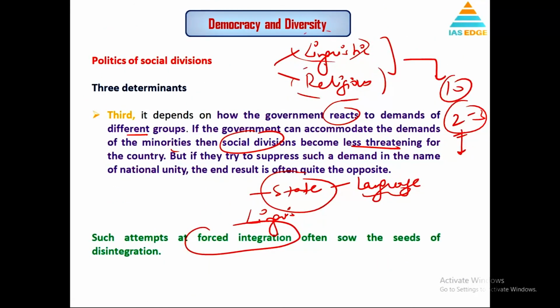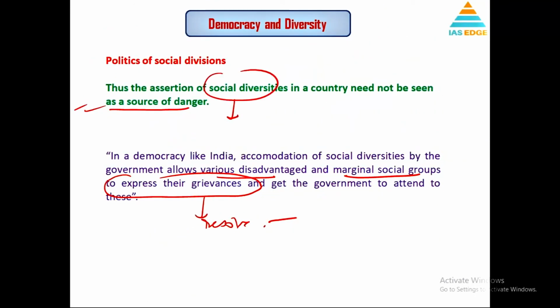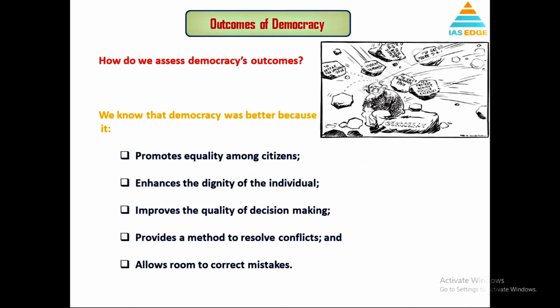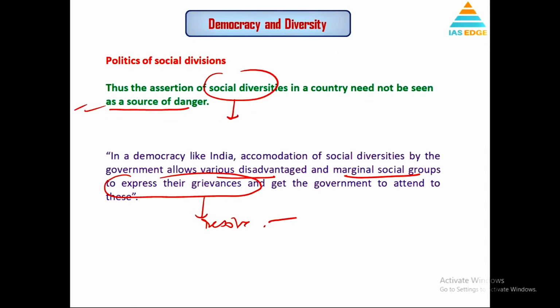So we accommodate social diversity, disadvantaged people, marginal social groups, और इनके लिए हम कुछ करेंगे, क्या करेंगे? We'll try to help them express the grievances. We try to resolve the grievances. We try to attend to them. We create government scheme mechanisms so that these grievances can be addressed. So that is what is important in a democracy.